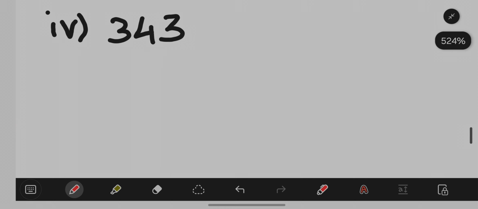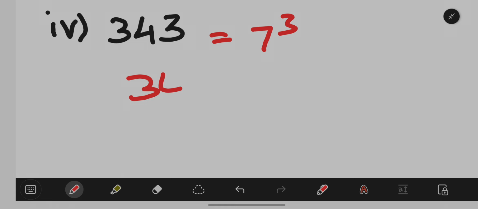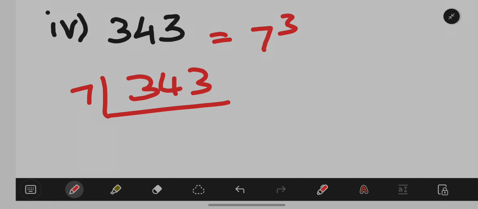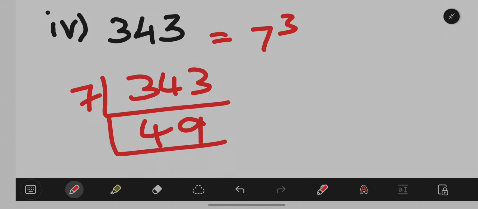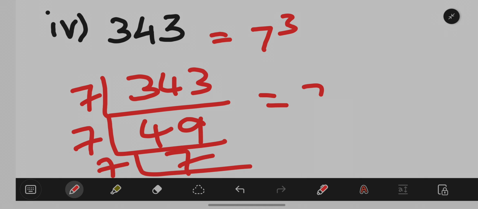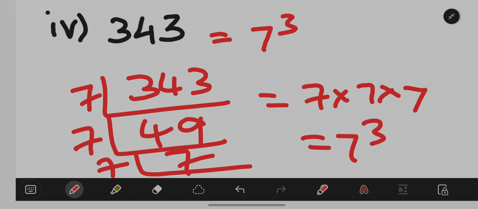Next question. 343 is 7 cube actually. Directly we can say. Now I'll do the prime factorization. 343. 7 4s are 28 and you are left with 6 here. So it is 9. 7 sevens are 49. 7 ones are 7. So it is 7 into 7 into 7. So it is 7 cube.